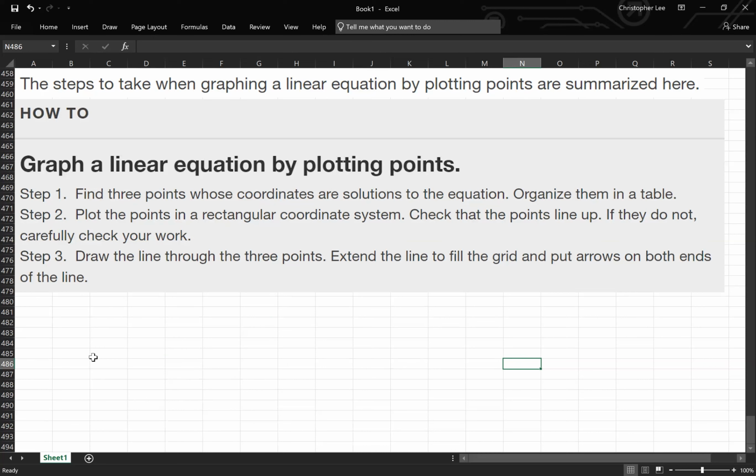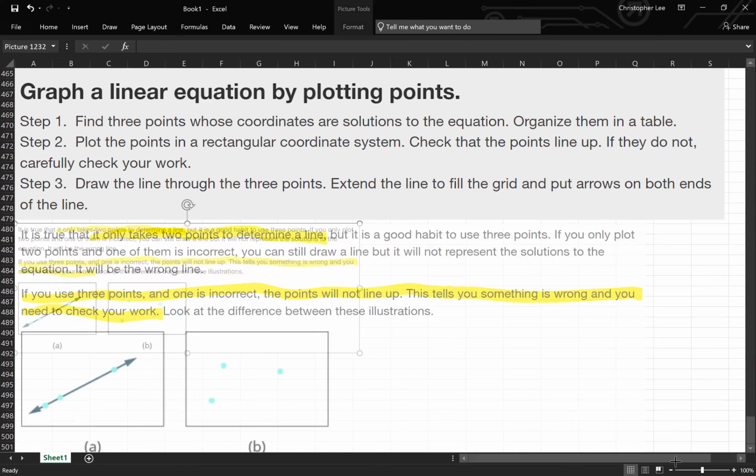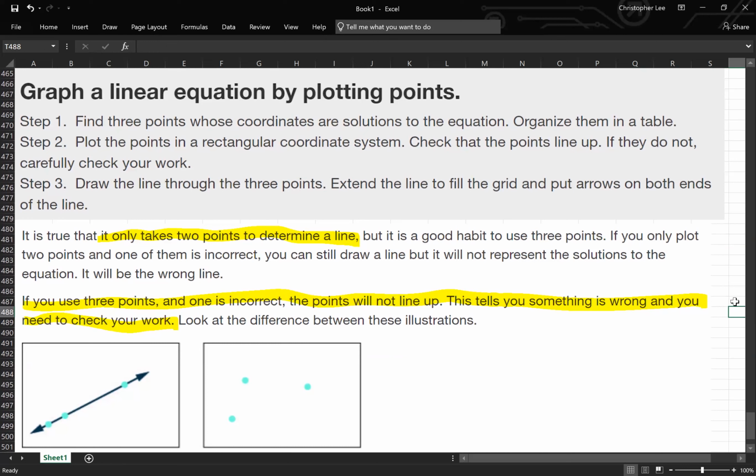Of course, with all notes is going to come commentary. So here's your commentary. All right. So it is true that it only takes 2 points to determine a line, but it is good habit to use 3 points. If you only plot 2 points and one of them is incorrect, you can still draw a line, but it will not represent the solution to the equation. It will be the wrong line, right? So again, if you use 3 points and one is incorrect, the points will not line up. This tells you that something is wrong and you need to check your work.